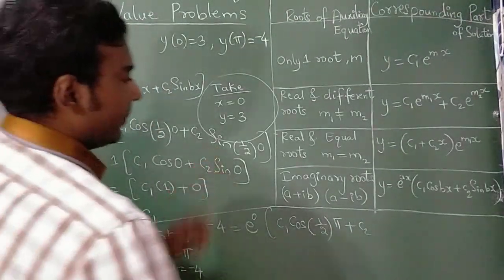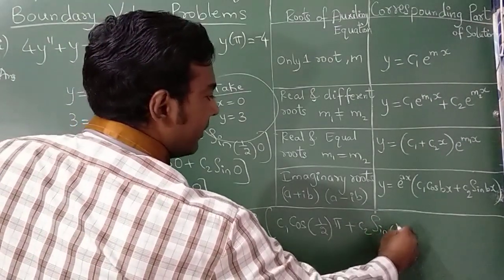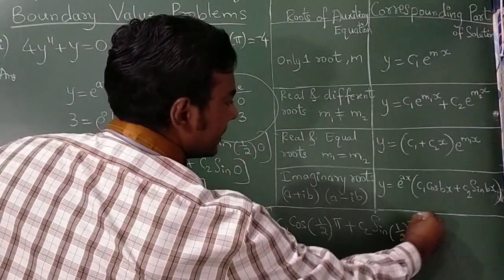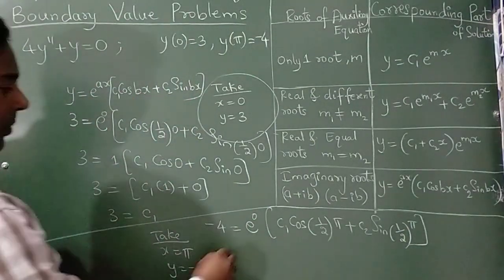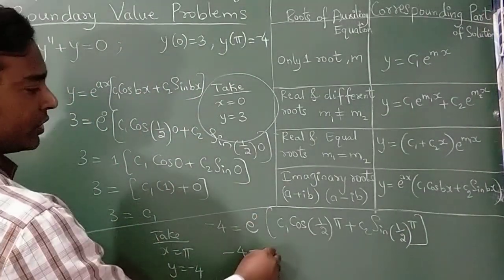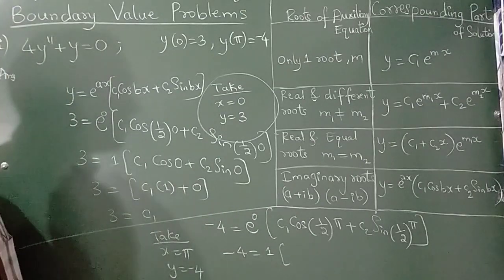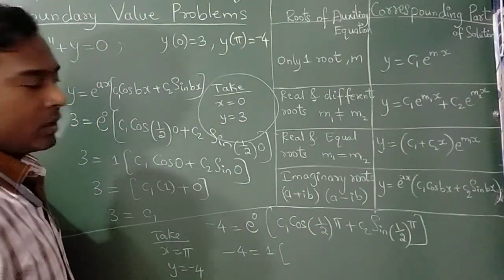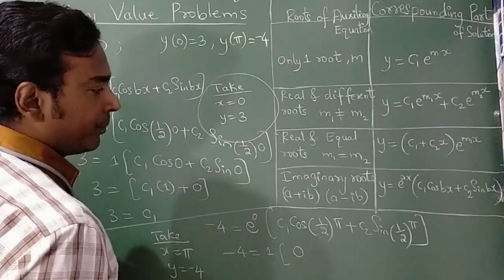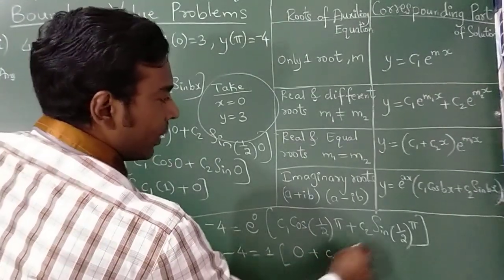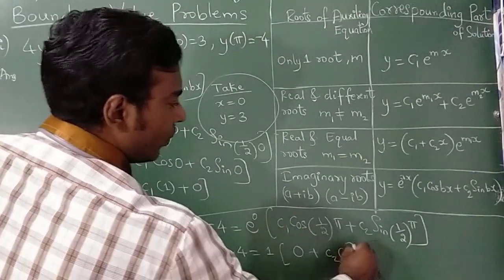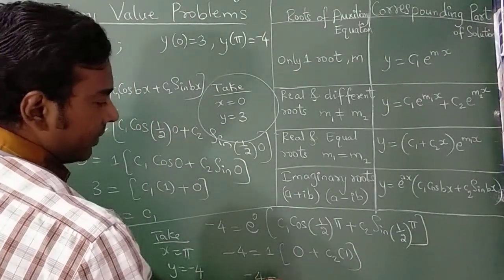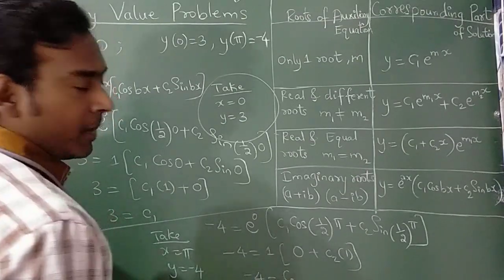Okay. Sin, b value is 1 by 2 and x is pi. Minus 4, e raised to 0 is 1. What is 1 into pi is pi. Pi by 2 means 90 degree. Cos 90 is 0. And what is sin 90? Sin 90 is 1. By this, what did we come to know? C2 value has become minus 4.